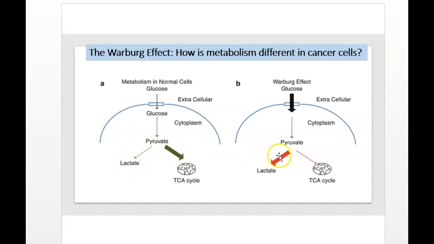But in cancer cells, notice that the arrow is leaning toward lactate. So it's going to make a lot more ATP this way. So a lot of the energy goes in here and much, much less into the TCA cycle, or the citric acid cycle. So just an interesting aside.